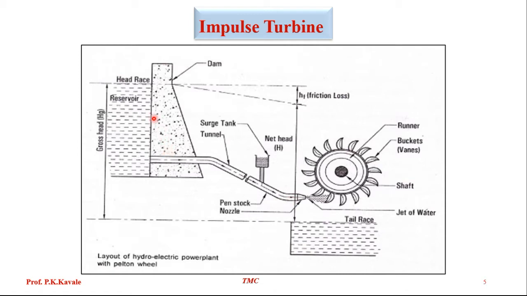The dam contains water under some head, so it has potential energy. The penstock converts this potential energy into kinetic energy. Finally there is a nozzle which converts the entire pressure head into kinetic energy. Throughout this the pressure remains constant, that's why it is known as an impulse turbine.